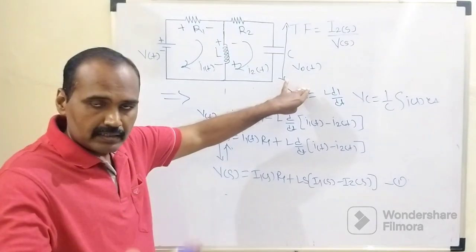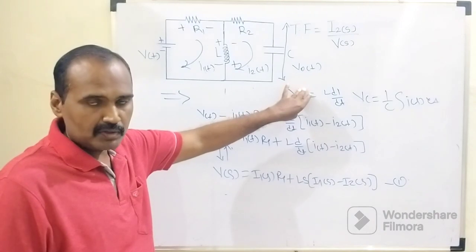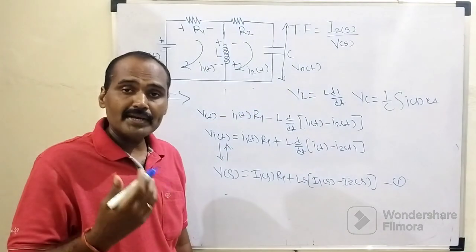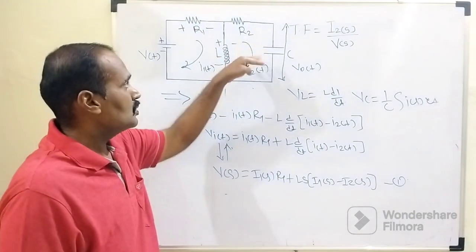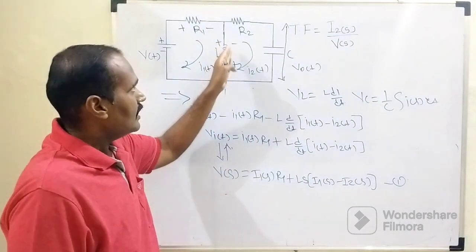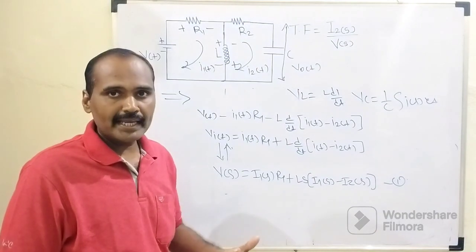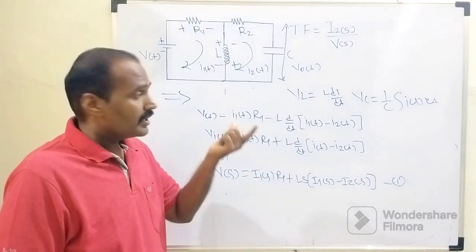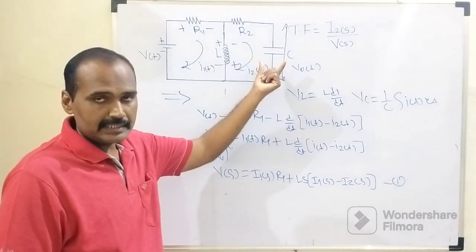Now in the same manner we need to apply Kirchhoff's voltage law from the output side, that is, to loop number 2 or mesh number 2. First of all we need to map how many components we have in loop number 2. Within this loop number 2 there are 3 components: L, R2 and this capacitor C. There are 2 energy storing elements, one is the inductor, one is the capacitor, and one resistor. Now which current flows through this capacitor C, that we need to understand.